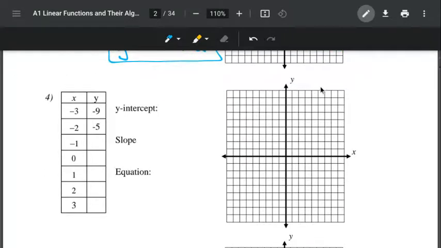Okay, number 4, about halfway done. We only have 2 points, but I can see my x's are going up by 1. And my y's from negative 9 to negative 5, they're going up by 4. So I can fill in these blanks. I just keep adding 4.